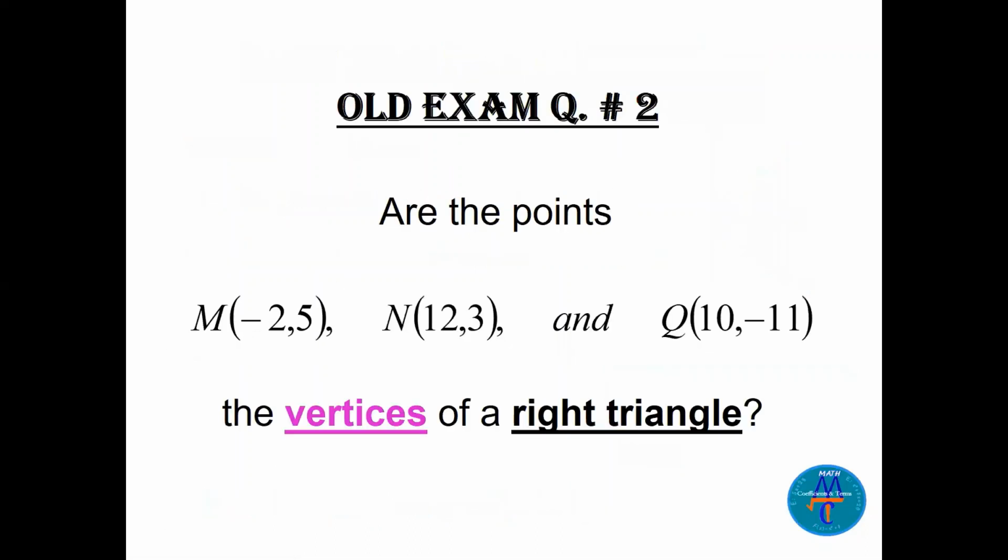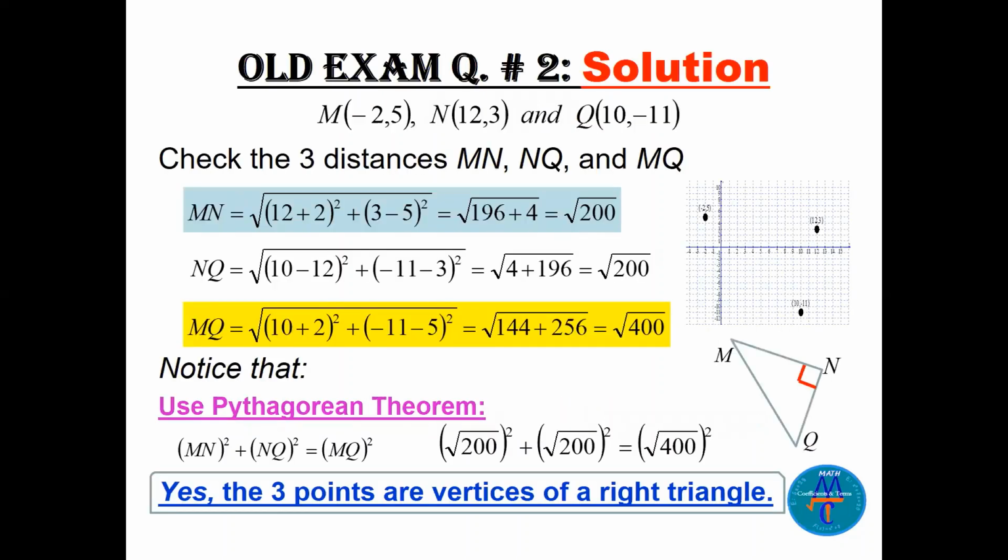Let's go. Question number 2. Are the points M, N, and Q the vertices of a right triangle? Now, let me tell you something. It is not enough to sketch these points M, N, and Q and to look by looking. Even if you see the triangle on the coordinate system, it's not enough. So you can draw it, like this here. You can draw the points M and Q, but you cannot make sure this one is a right triangle.